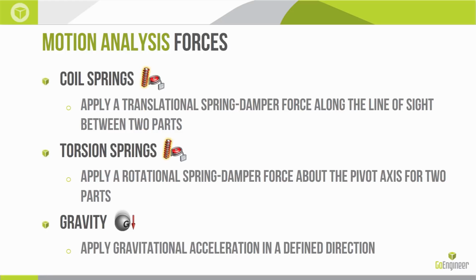Some other types of forces, we can apply coil springs. These apply a translational spring or damper or a spring damper force along the line of sight between two parts. Torsion springs do the same, except they do it around the pivot axis between two parts. And we can also apply gravity. We can apply gravitational acceleration in any defined direction. So let's apply some forces.